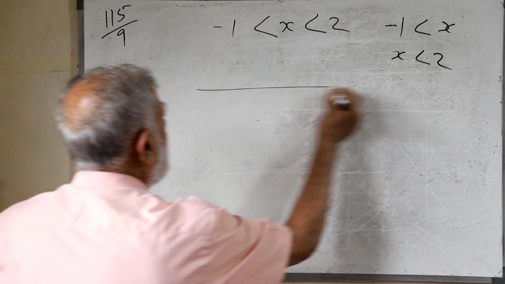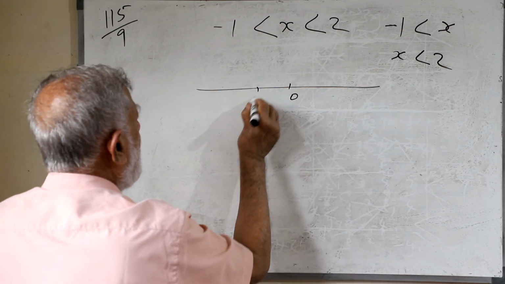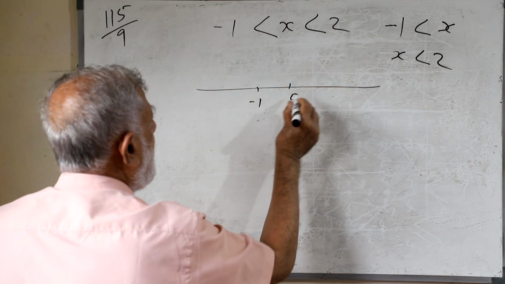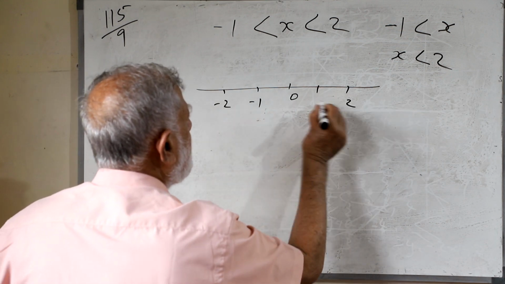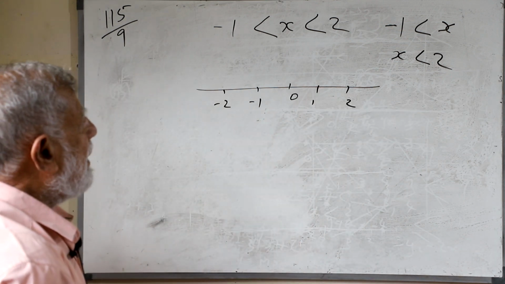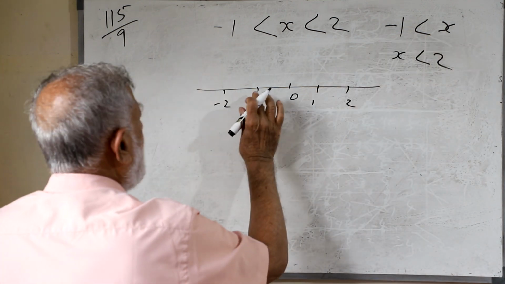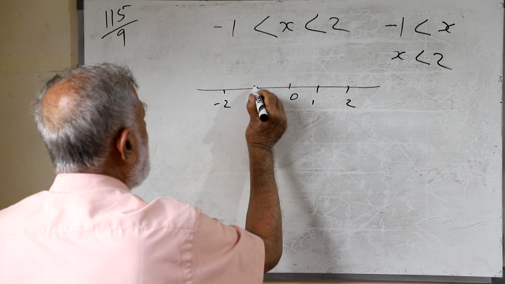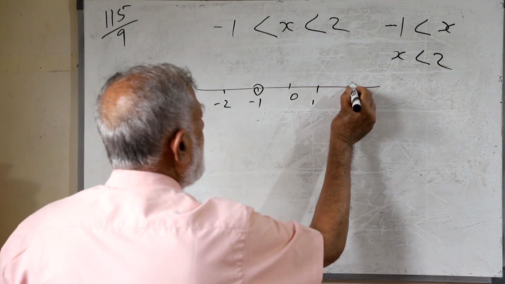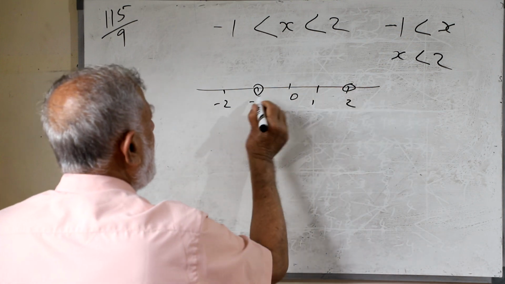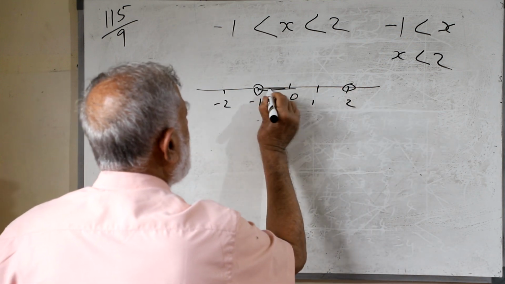We draw the number line. So it is 0. And we will take those two, -1 here and -2, 1, 2. So when you read it from here, x is greater than -1. So x is greater than -1 is starting from here. Greater than -1 and less than 2, coming here. So it will be greater than -1, less than 2, this section here.